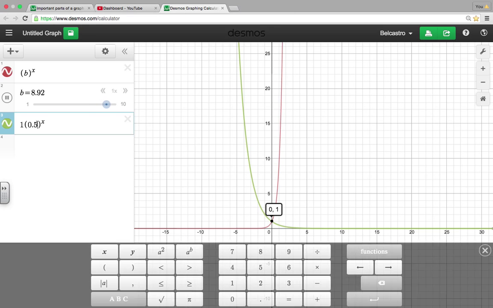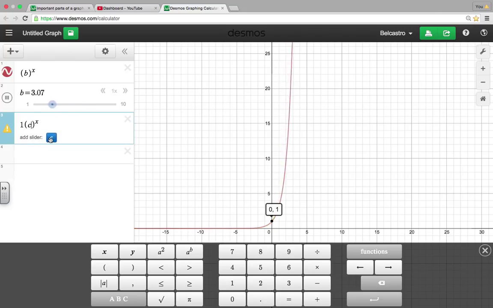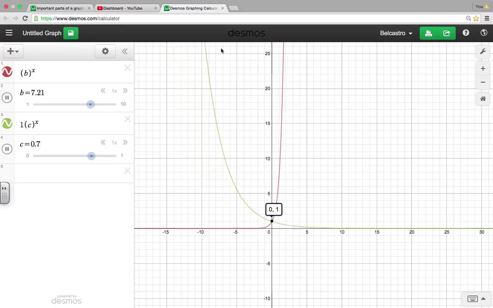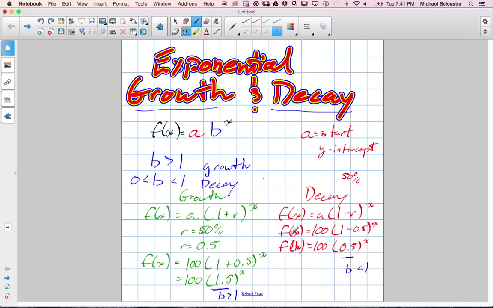Here, I don't want to call it b. Let's call it c. Slider for c, and we'll say it's between 0 and 1. We push play, and you'll see that it's always heading downwards in this model, no matter what, because it's between those two values. 0 gives us something a little non-existent, and then it comes back again. So that's pretty much it. There's tons of other values that b could be, but anything greater than 1 is growth. Anything between 0 and 1 is decay. And that's how you would build the formulas for the two things.